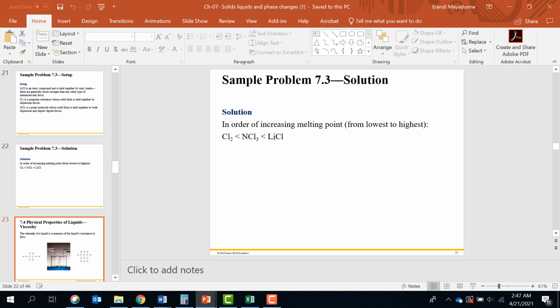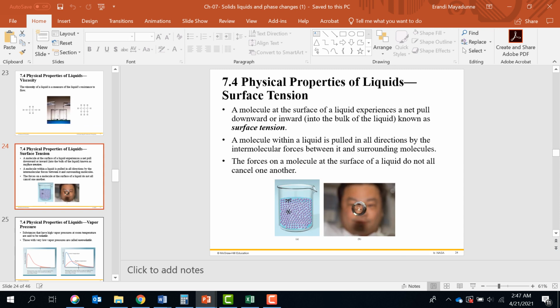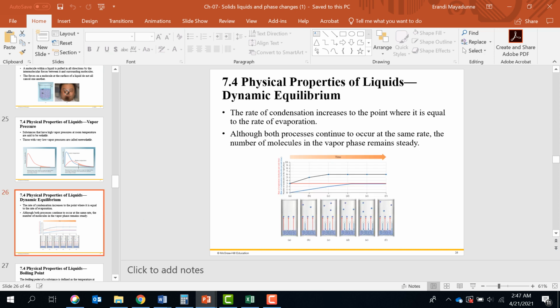So this is the order: highest melting point lithium chloride, then NCl3, and then the lowest melting point for chlorine. Viscosity is the resistance to flow. You can see engine oil is thicker than water, so it has high resistance. Surface tension is another property. You can see little animals can walk on the water. If you put a paper clip, it floats on the water even though it's made of metal. That is called surface tension. So those are mainly the properties.